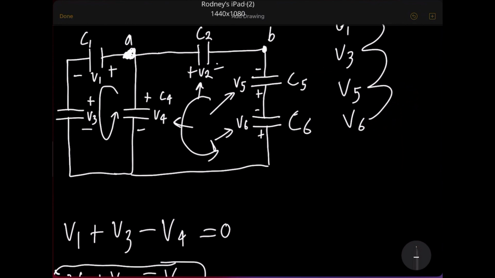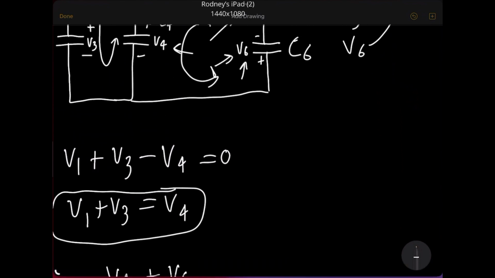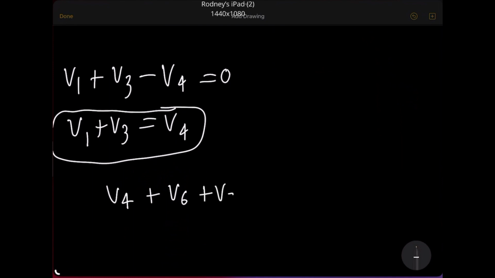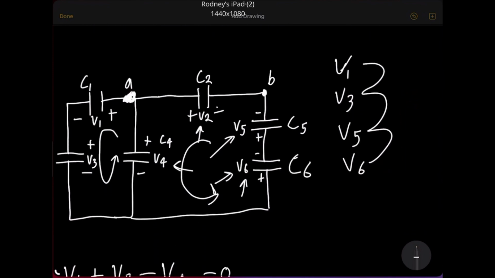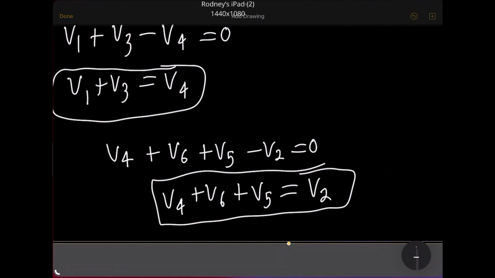Plus to minus for V6. So it's going to be positive. Plus to minus for V5. So positive V5. And minus to plus for V2. So it's going to be negative V2. Is equal to 0. Plus over the V2, and we have V4 plus V6 plus V5 is equal to V2. And that is your answer.